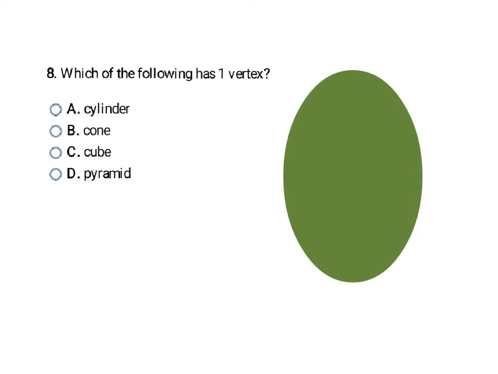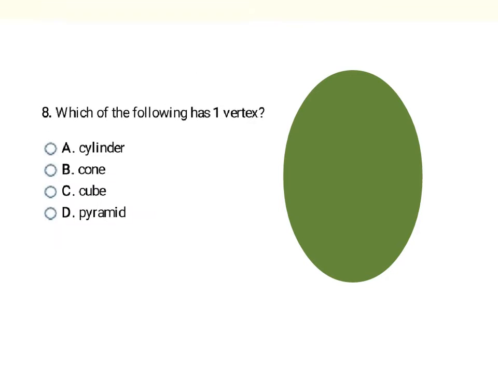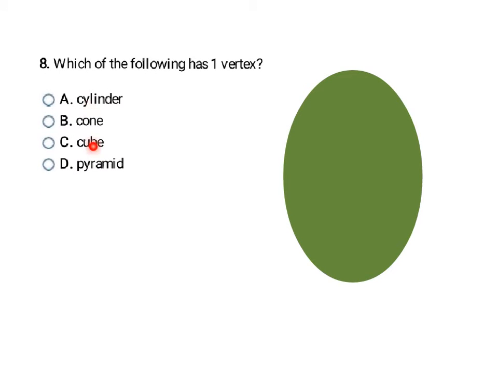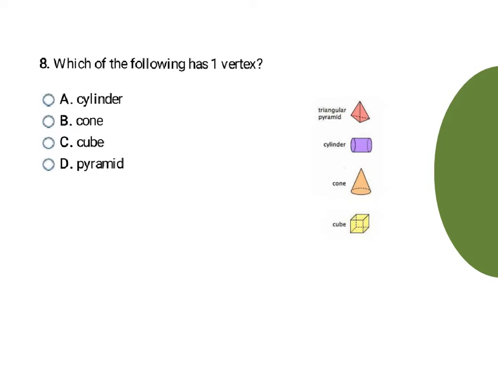So which of the following has 1 vertex? Well, I'm going to have to be able to pull from memory all the pictures of all of these 3D objects. And so when I'm thinking about each of those, I think about the fact that a cylinder is 2 circles connected by a curved surface. So it's not going to be a cylinder because there's no corners on a cylinder. A cone is 1 circle with a curved surface meeting at 1 point at the top. So my cone has 1 vertex. So it probably is going to be cone, but I want to go ahead and check all the rest.